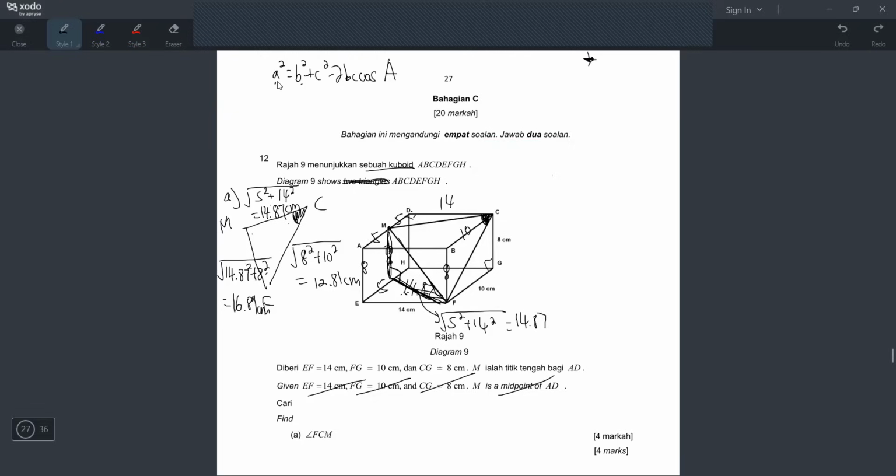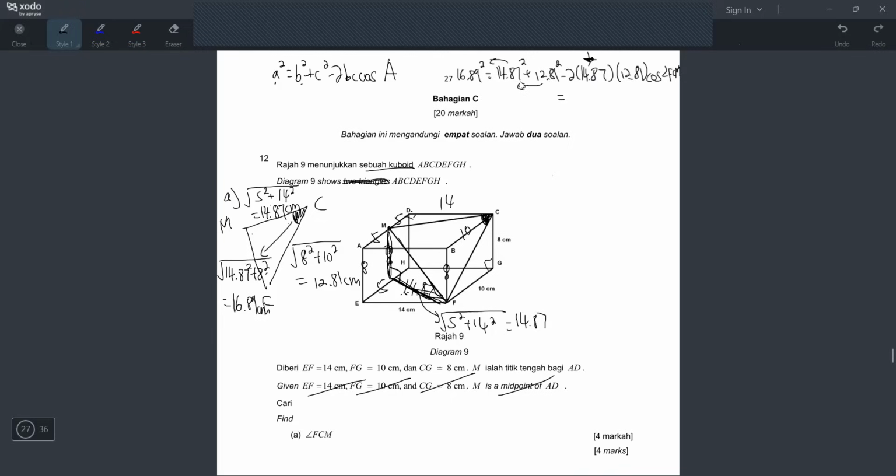So remember the A is opposite the angle. So the side opposite the angle is 16.89, so that's the A. So 16.89 square equals 14.87 square plus 12.81 square minus 2 bracket 14.87 bracket 12.81 cos FCM. Or you can write cos theta here also, right? So now I can find my cos FCM. As I taught you, draw a line here and then move these two to the other side.